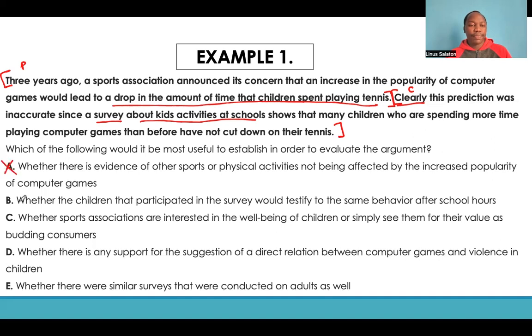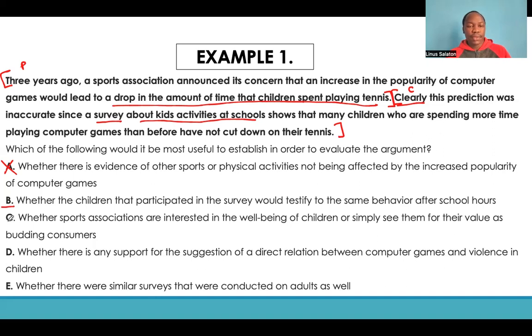So eliminate A. B says, whether the children that participated in the survey would testify to the same behavior after school hours. Yes, this answer choice more or less raises the question we had asked ourselves regarding what about after school hours. So most probably this will be the answer to this question. Let's look at the other answer choices before we make a conclusive decision.